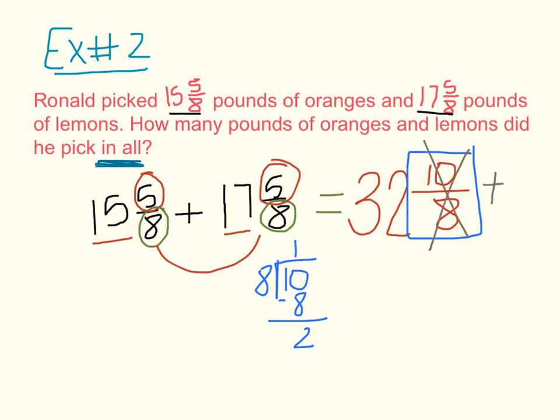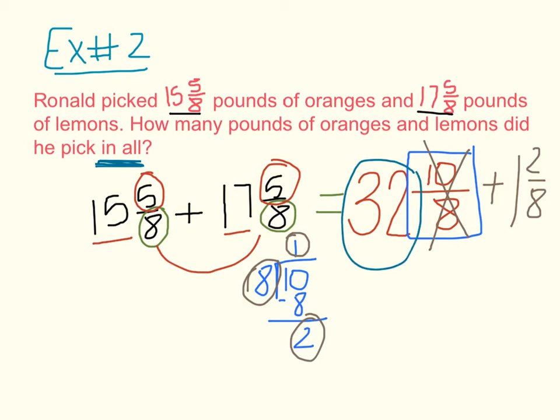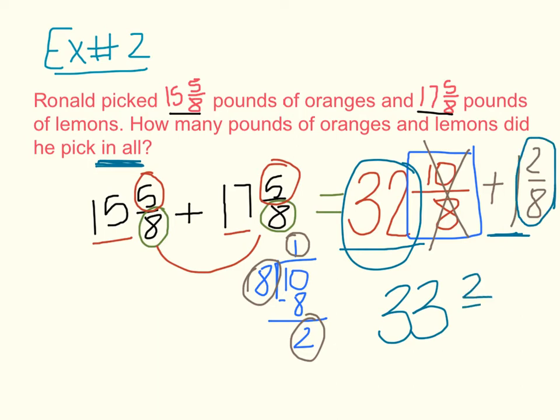as a mixed number. Here's my whole number. Here's my numerator. Here's my denominator. And now I can just add that to the whole number. So I have 32 plus 1 is 33. And then the fraction part just stays the same. 2/8.